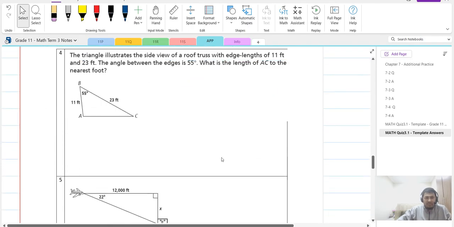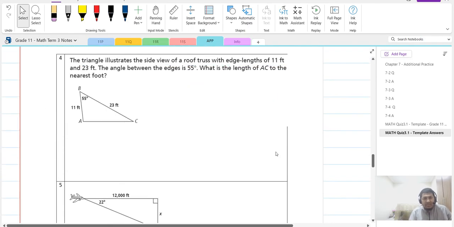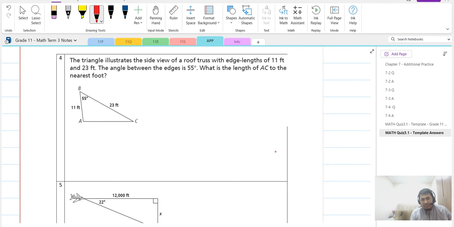So look at number 3. The triangle illustrates the side view of a roof truss with the edge lengths of 11 feet and 23 feet. The angle between the edges is 55. So again, we have the same condition as before. We have side, angle, side information given. See, a side is given, then the angle, then the side. Now, how do you know how to get this condition? You have to go in cyclic order. You go side, angle, side. Start with one of them and then see what's given, and you go in clockwise or anti-clockwise order. In this case, both are the same: side, angle, side.